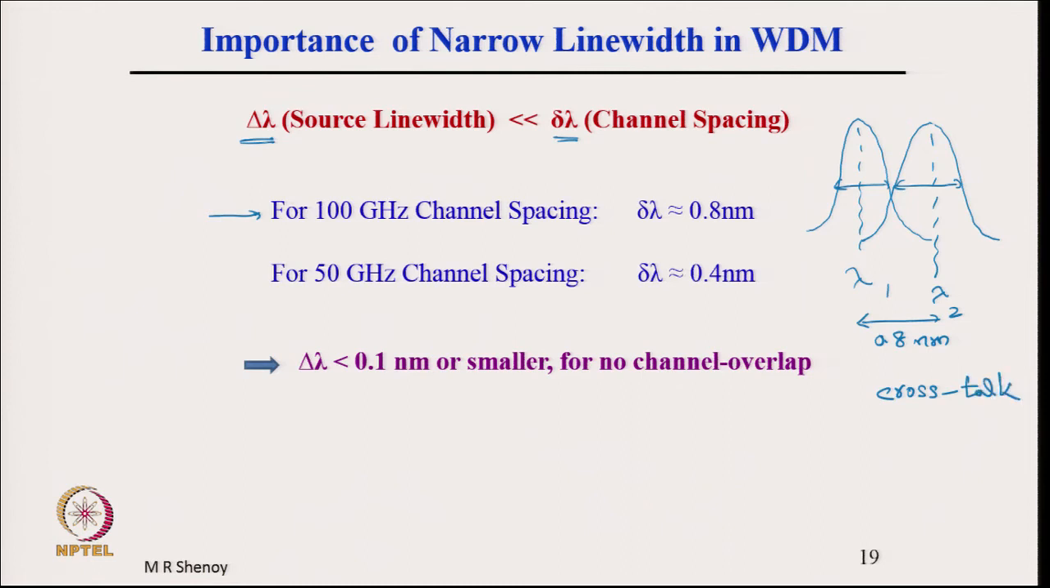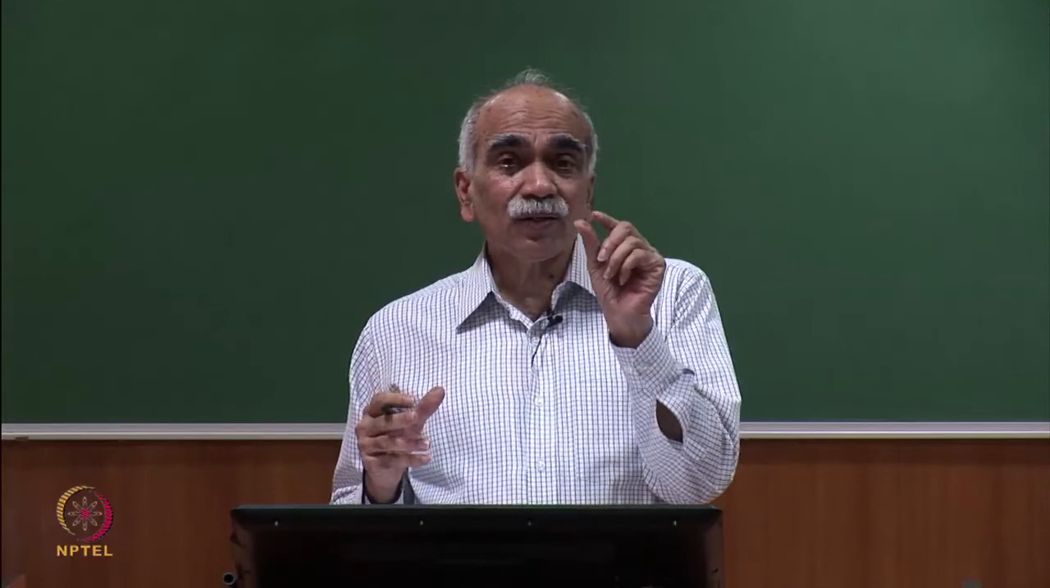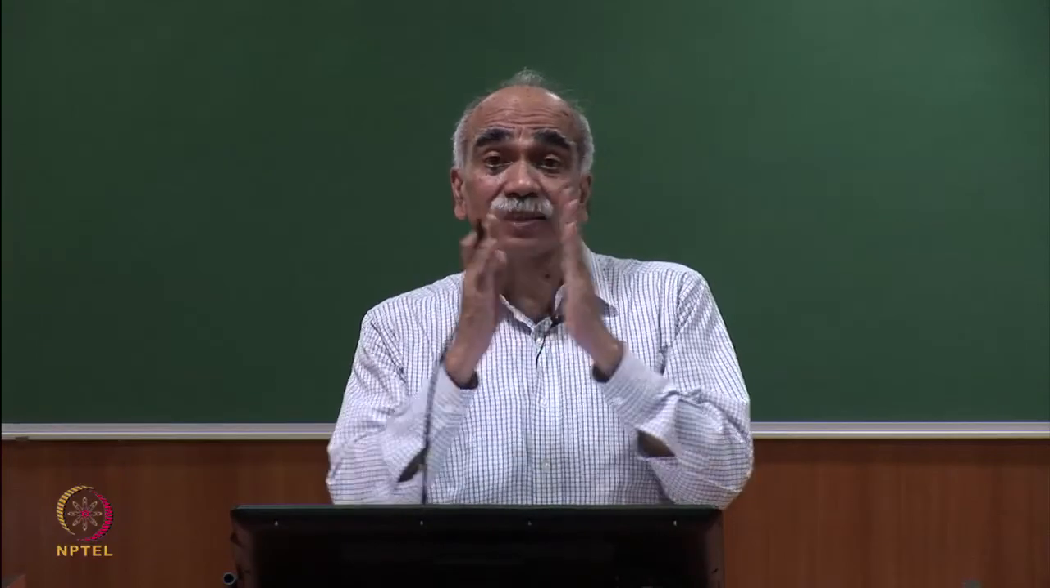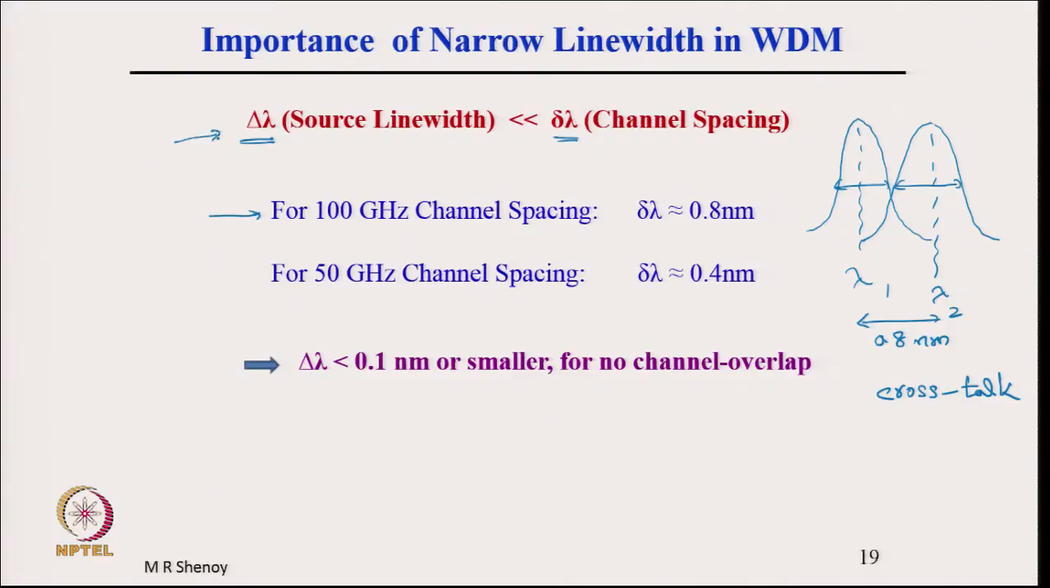And therefore, if you do not want interference of one channel with another channel, then the line width of the source must be much smaller than the separation between the two channels. That is the statement here, that delta lambda of the source line width must be much smaller than the channel spacing. Now, note that for 100 gigahertz channel spacing, delta lambda is 0.8 nanometer, and therefore, the line width delta lambda must be 0.1 nanometer or even smaller for no channel overlap. That is the meaning of this statement. Hope I have been able to make it clear.